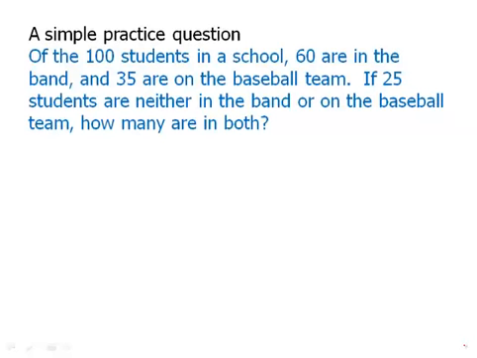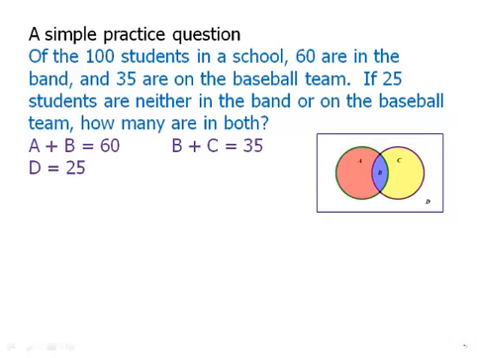Okay, so we can set up our Venn diagram, and we know that the 60 and the 35, both of those are sums of regions. Those are not individual regions. So the 60 is A plus B, everyone in the left circle. The 35 is B plus C, everyone in the right circle. They are good enough to give us D equals 25, the folks who are not on either.